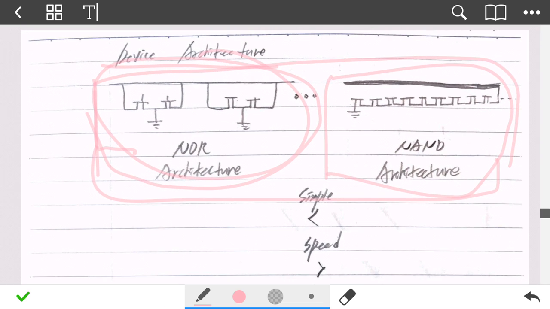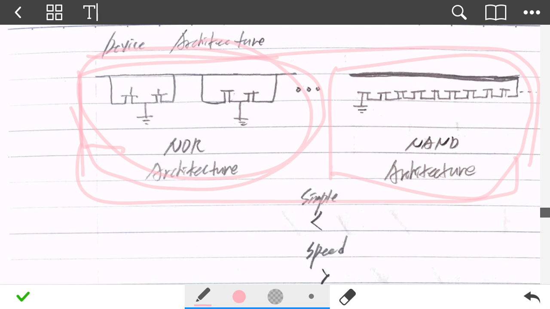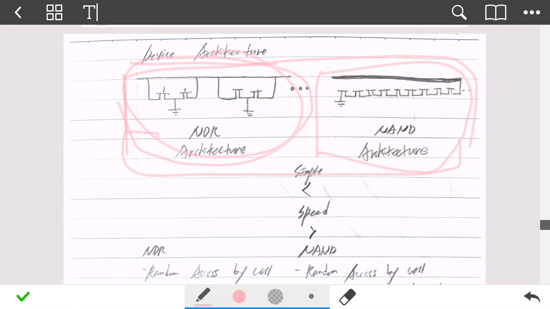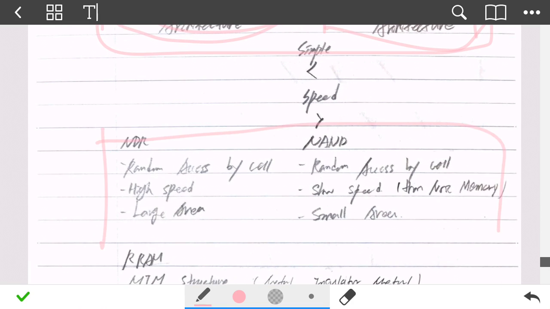But NAND gate architecture memory needs less space than the NOR gate memory. So it is cheaper and simpler than NOR gate memory. So NAND gate memory is used more conveniently. And here is the difference of NOR gate and NAND gate.